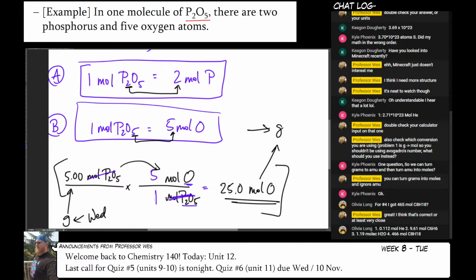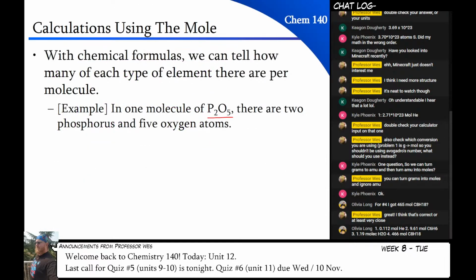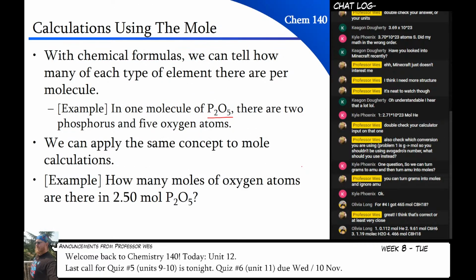All right, so let's try this out. I'm going to give you 2.50 moles of P2O5. And what I want you to do is tell me how many moles of oxygen atoms are in there. And once you've done that, do another problem here. How many moles of phosphorus are there in there too? So do 2 calculations, because we just did an oxygen one. Try a phosphorus one. Tell me the answers you get in the chat, and I'll be right back in just 2 or 3 minutes, we'll say.